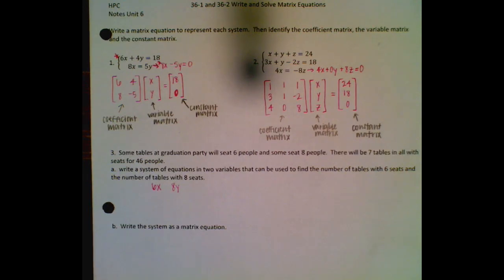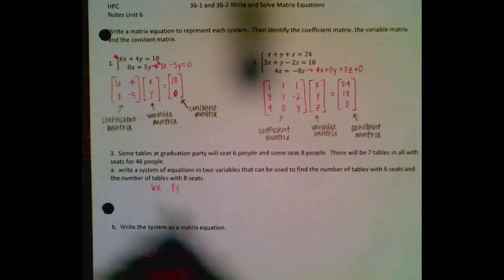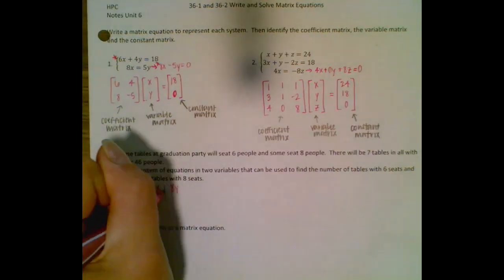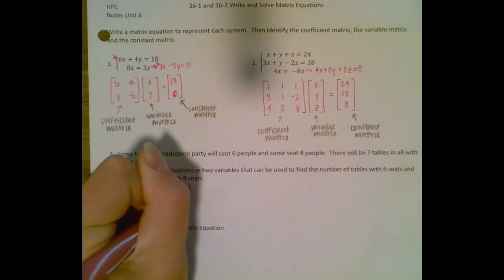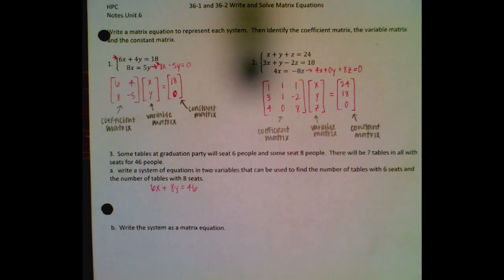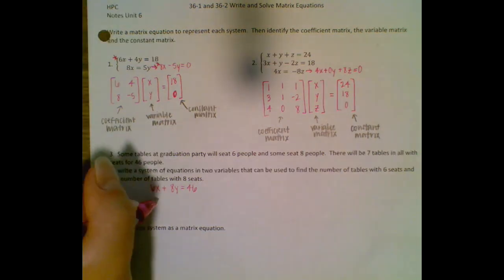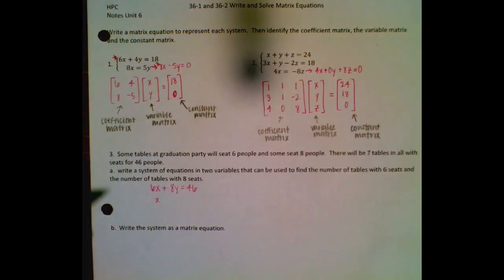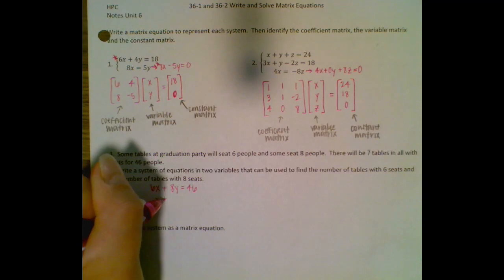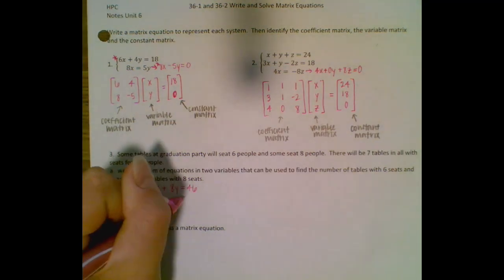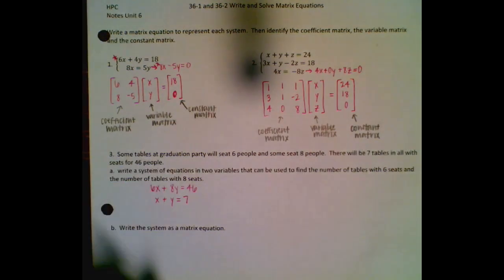And we need to be able to seat a total of 46 people. So this equation represents the total number of people. And then we are told that there will be 7 tables in all. So X was the tables that seat 6 people, Y was the tables that seat 8 people, and that gives us a total of 7 tables.